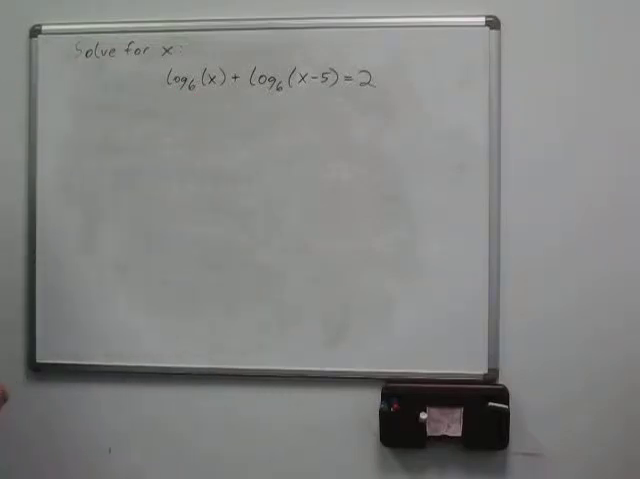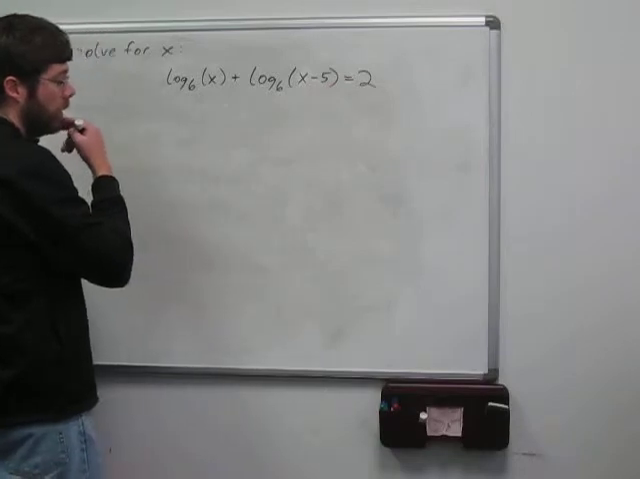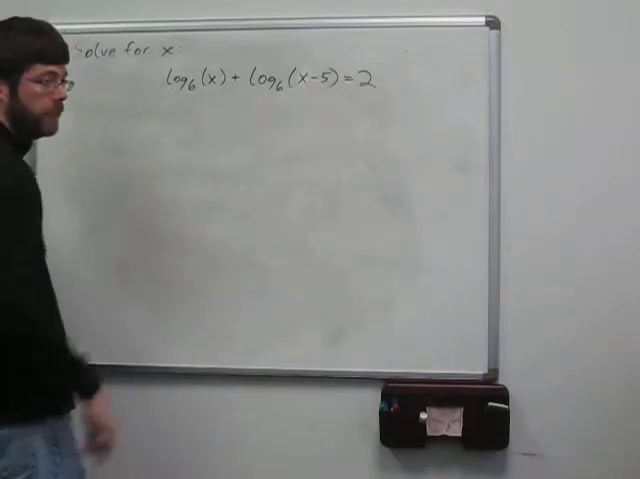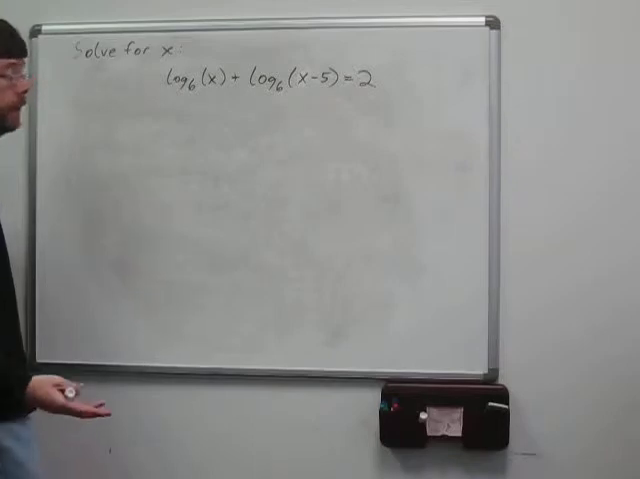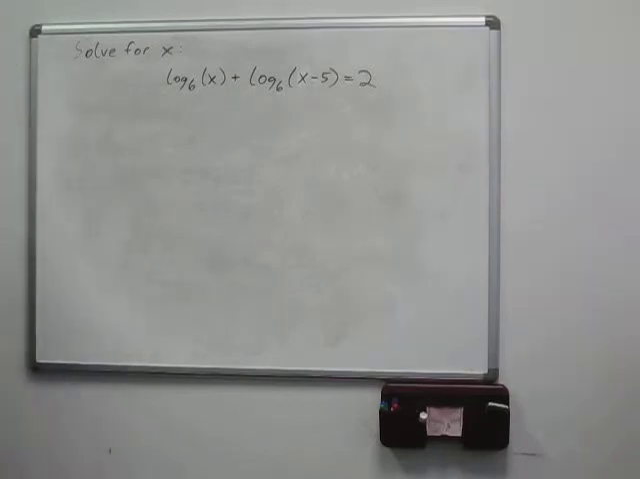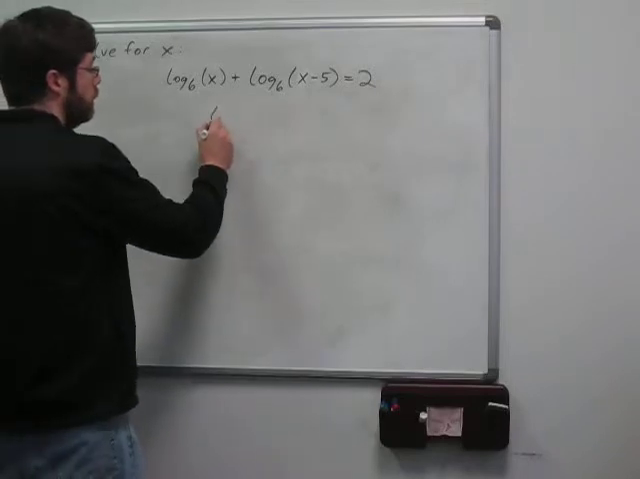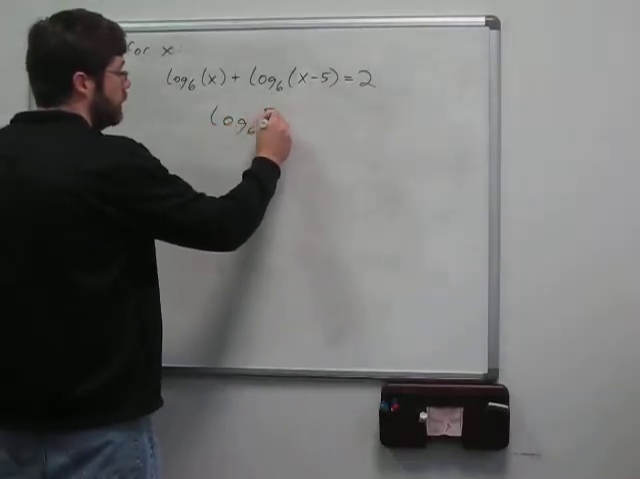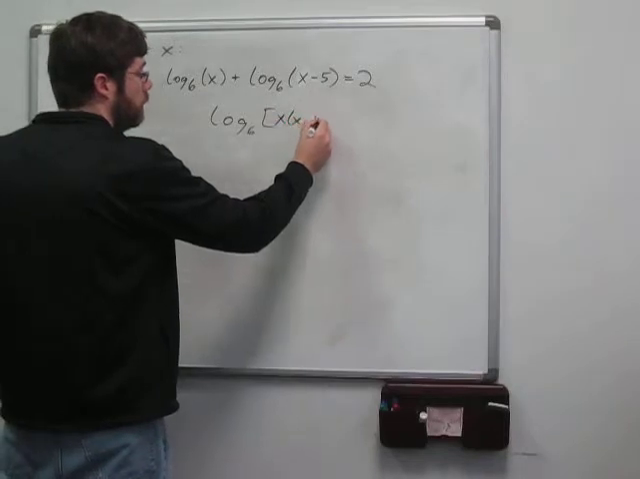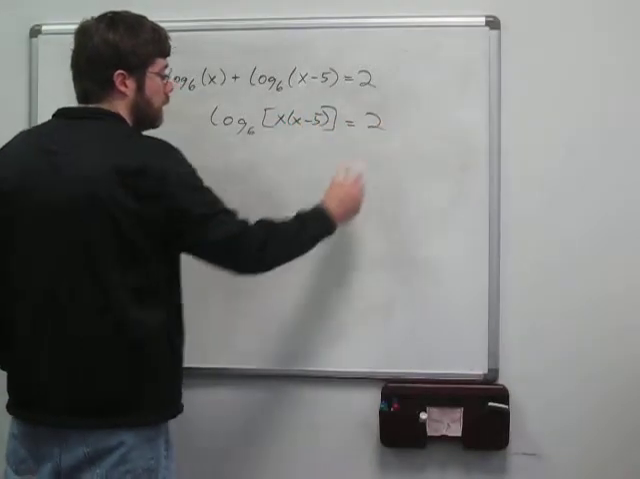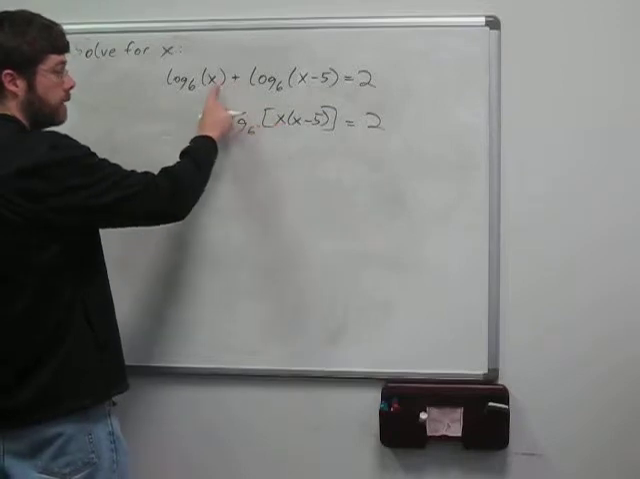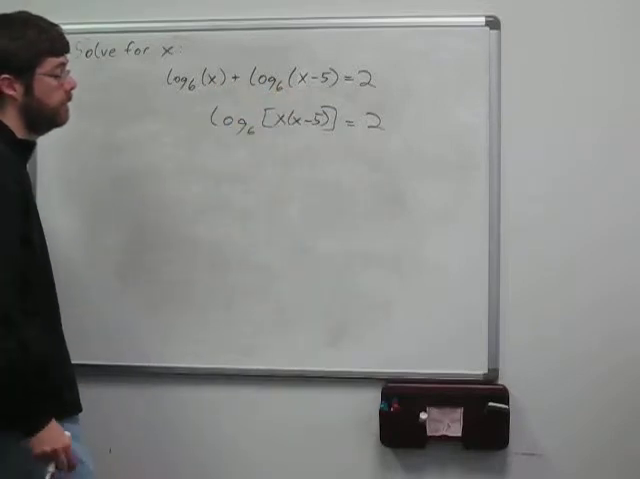Here we have the sum of two logarithms equal to a number. So since we have a number on one side, we hope that we can get this left side down to a single logarithm. And we have a property that allows us to do that. The sum of two logarithms to the same base is equal to the logarithm of the product. So this left side, using that property, is equal to log base 6 of x times x minus 5.